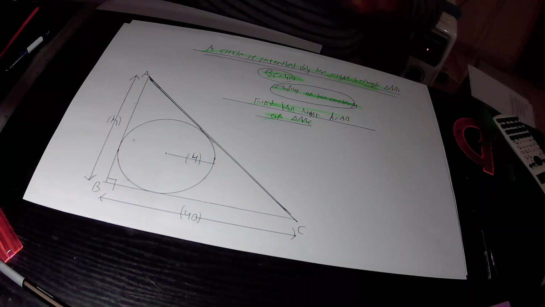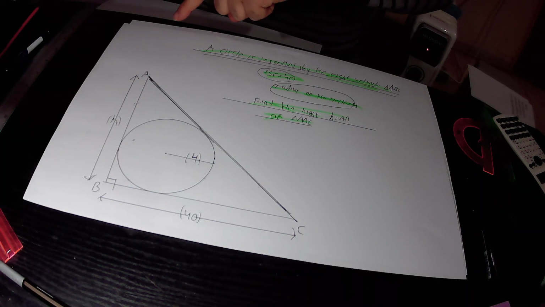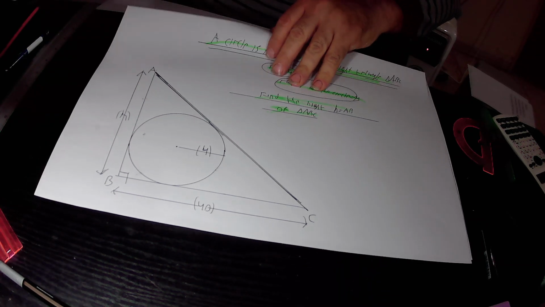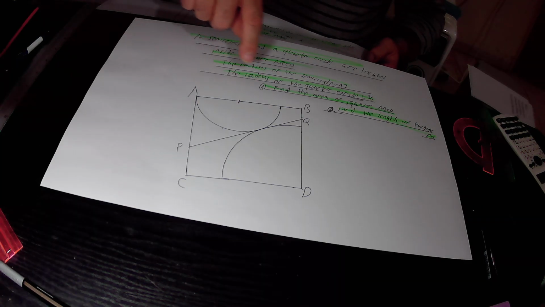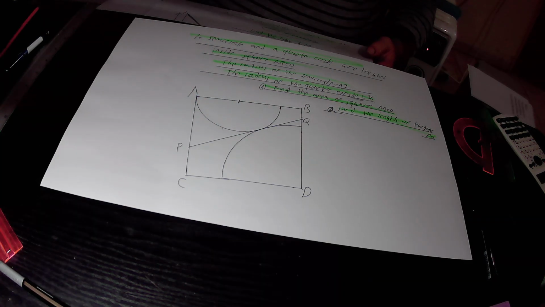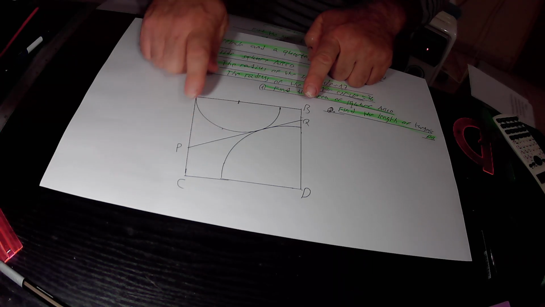And now in this lecture we'll answer two questions. In the first question we find out the height of this right triangle ABC. The height edge is equal to AB. And in the second question we find out the area of this square ABCD. And we also have to find out the length of this tangent PQ.